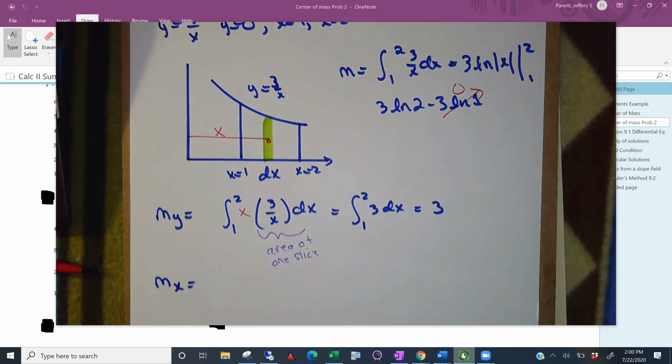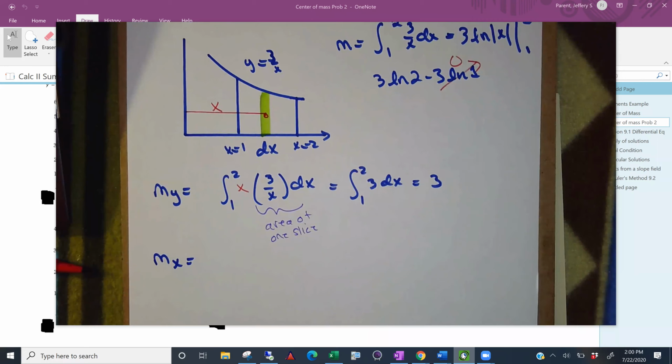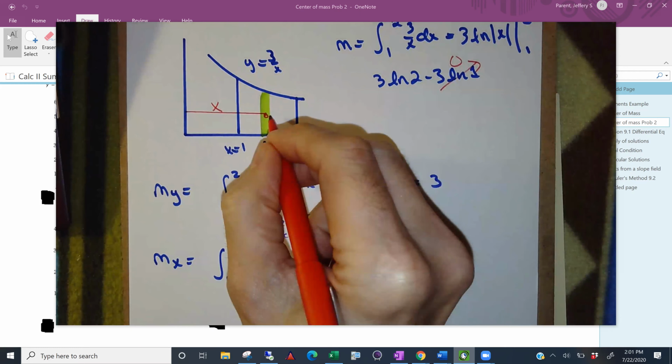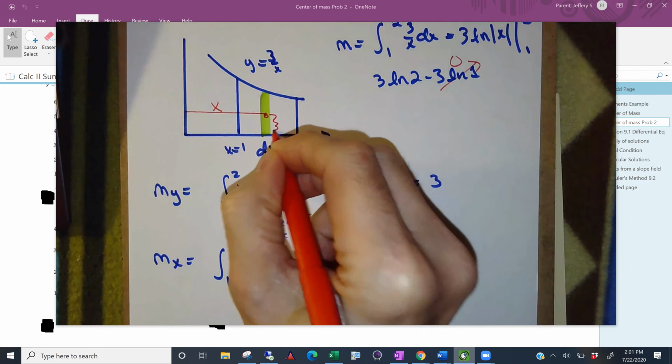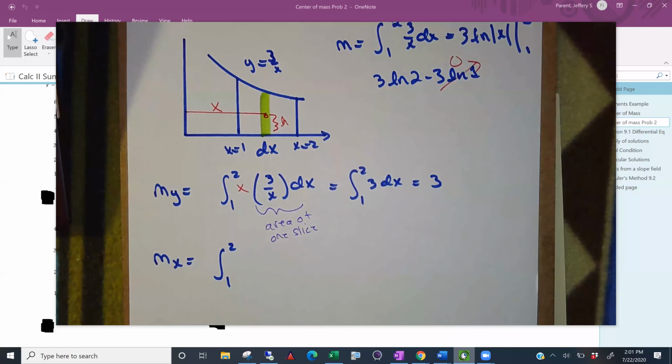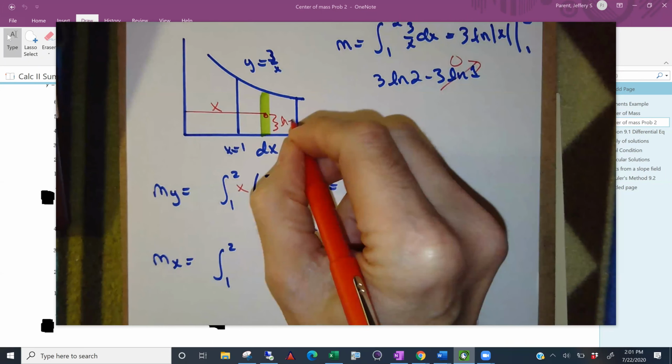Let's try m sub x. M sub x is going to be a little bit more involved. So again, it's going to be an integral from 1 to 2. But there are two things I need now. I need the height. How did you get 3?